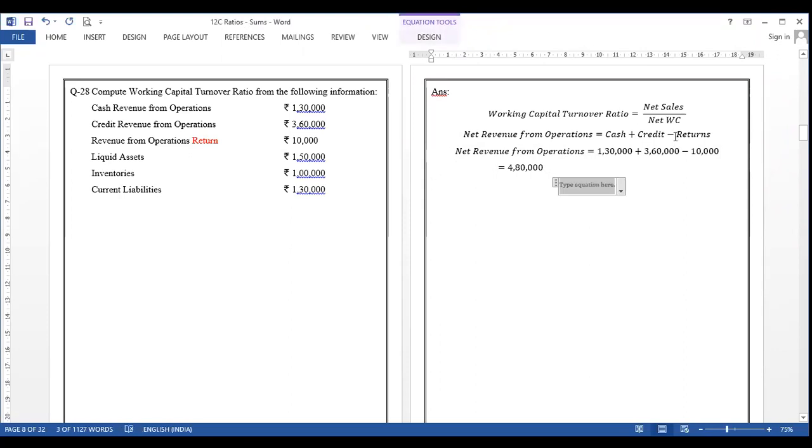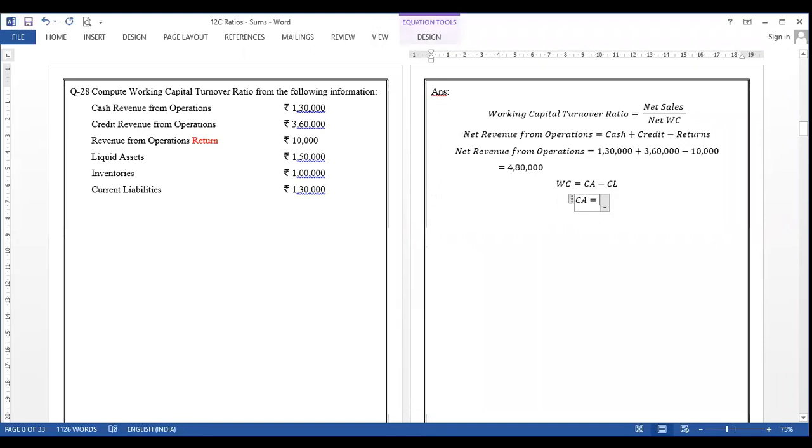The numerator is there. Now for the denominator, we need to have the working capital, and the formula is well known to us: current assets minus current liabilities. Now we have current liabilities with us. We can see that it's 130, but current assets are not there with us. So how to find current assets?